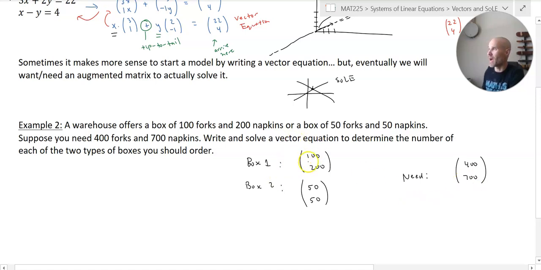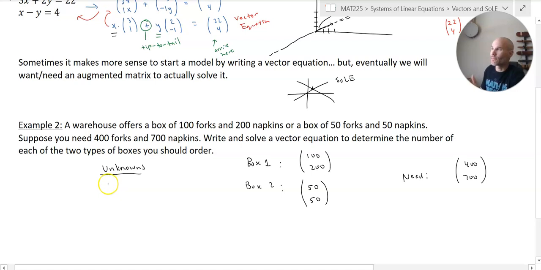And what I can do is buy multiples of these boxes. So I can buy 1 or 2 or 3 or however many I want of box 1, and however many I want of box 2, but when I add those together I should get 400 and 700. So what we need here is some sort of variable. What's our unknown? Unknowns in this context would be the quantities of the boxes.